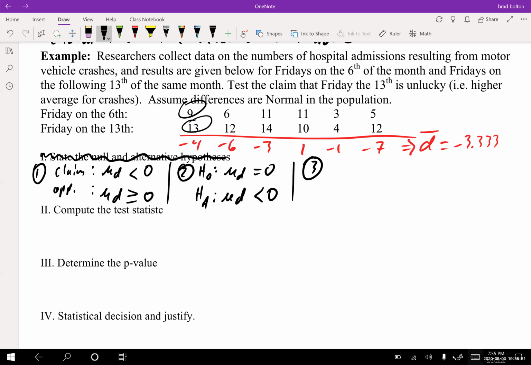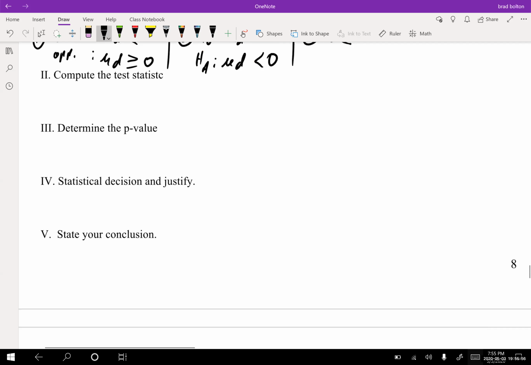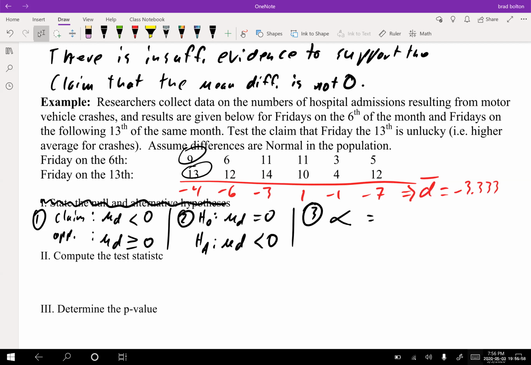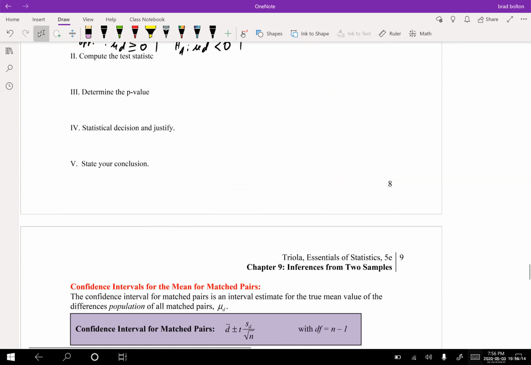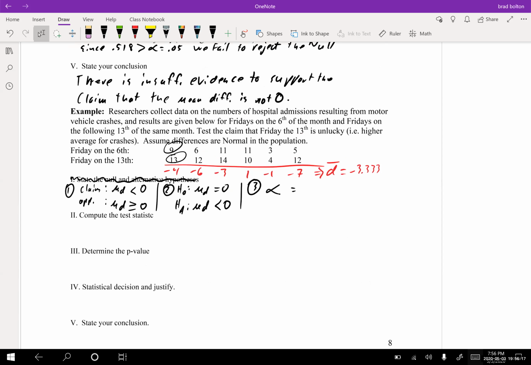So then step 3, we know alpha is going to be worth, what do they say? I don't think they actually say alpha in the problem unless I'm missing it. Let me scroll out a little bit. Research collected from higher averages. Assume the normal population Friday the 13th. Compute statistic p-value. So they don't actually say, so I'm going to use 95%. That's pretty much our go-to if they don't say. So we're going to say alpha is 0.05. And hopefully that is okay. Yeah, let's go with 0.05 because they didn't mention.